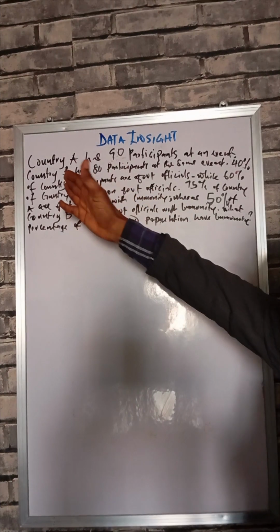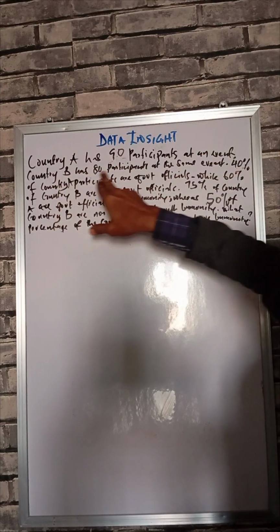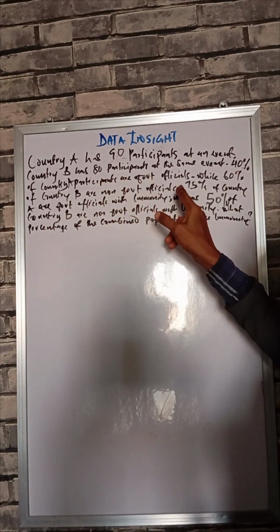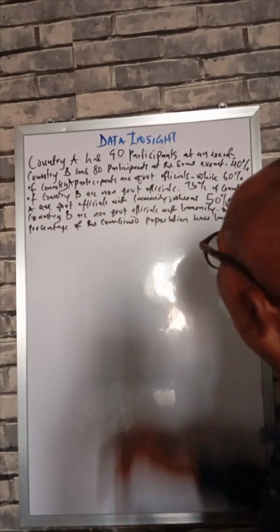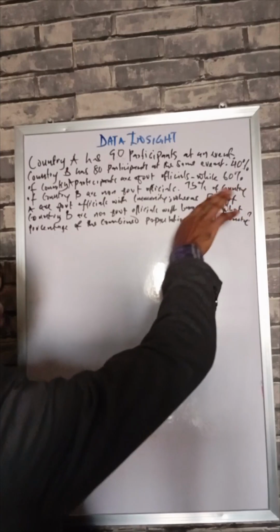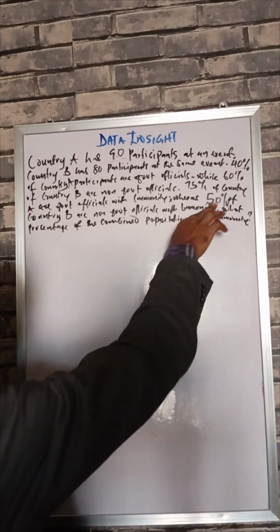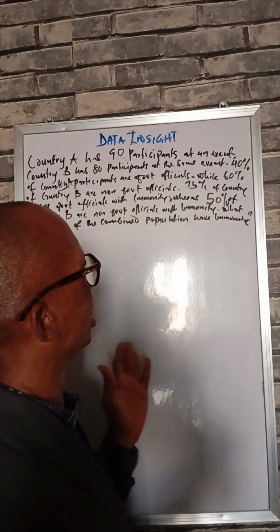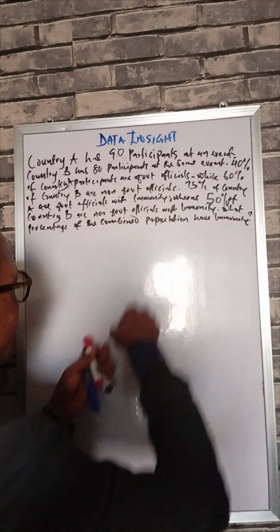The quantitative reasoning has data sufficiency and problem solving, which is a bank from which the questions are pulled. So here you are seeing a question, and the question says country A has 90 participants at an event, country B has 80 participants at the same event. 40% of country A participants are government officials, while 60% of country B are non-government officials. Take note of all these values, they are very important. 75% of country A are government officials with immunity, whereas 50% of country B are non-government officials with immunity. Very straight. Now, what percentage of the combined population has immunity?